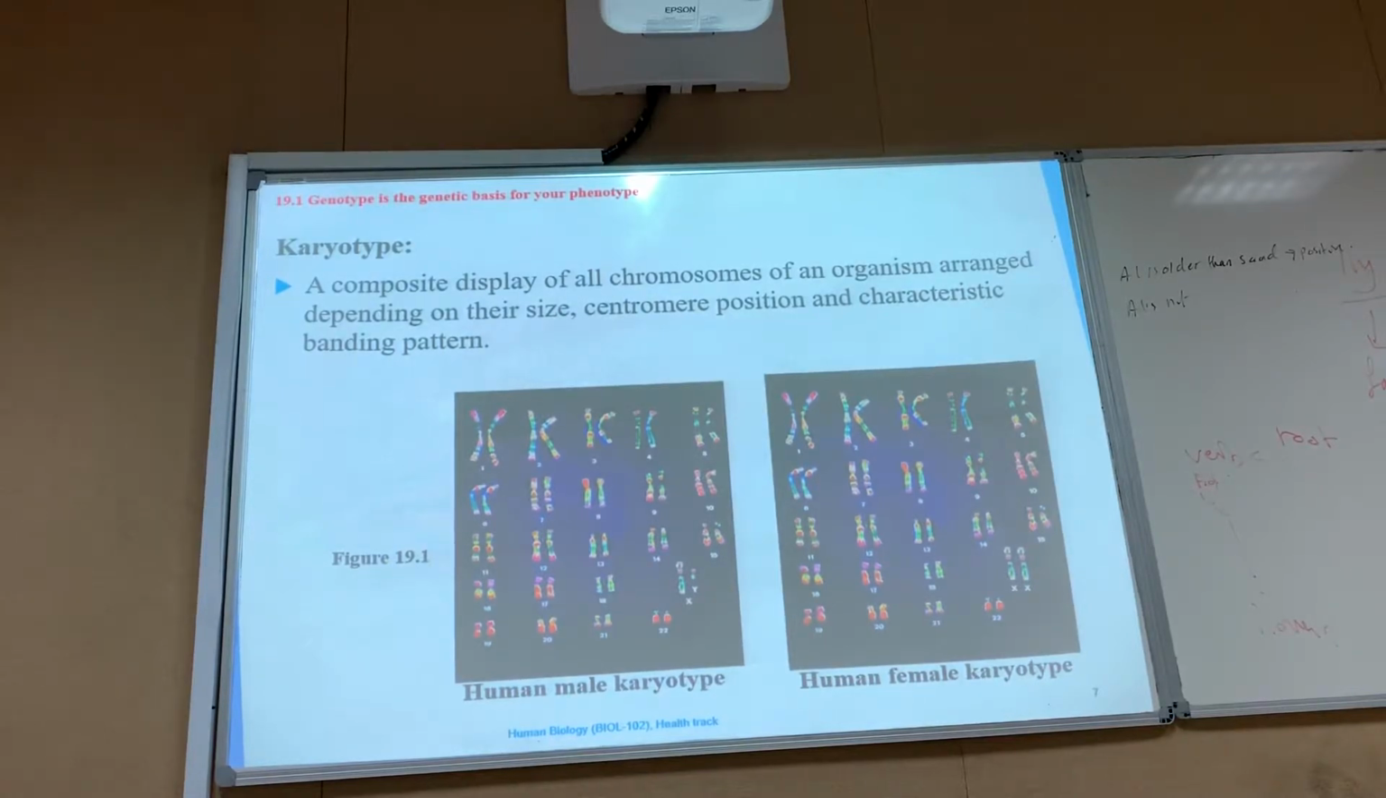For example, Down syndrome, Turner syndrome, Klinefelter syndrome. Sometimes there are characteristic features, so they don't need to do this, okay? But sometimes they need to confirm, and some cancers, some leukemias, have alterations in some chromosomes, okay?